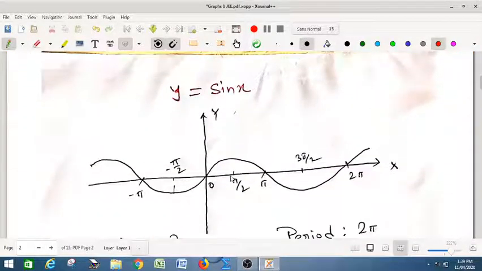Next we have some simple trigonometric functions. Sine x, already a lot of students know about sine x. Sine x is a wave type curve. So at 0 the value is 0, at pi by 2 this is 1, at pi again 0, at 3 pi by 2 minus 1, at 2 pi 0.